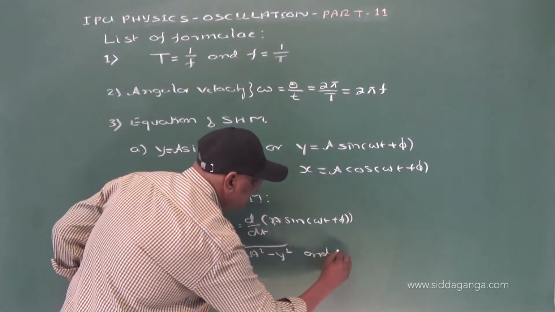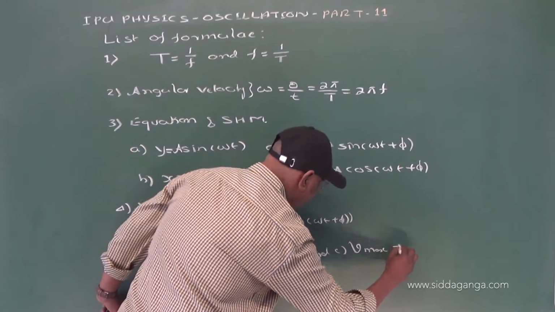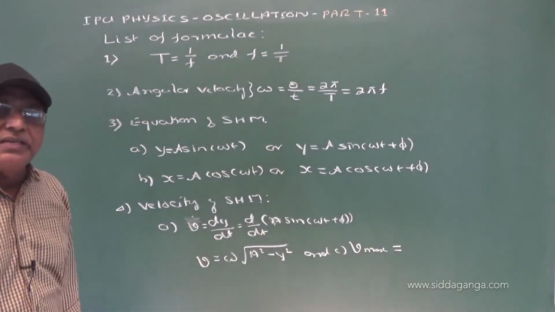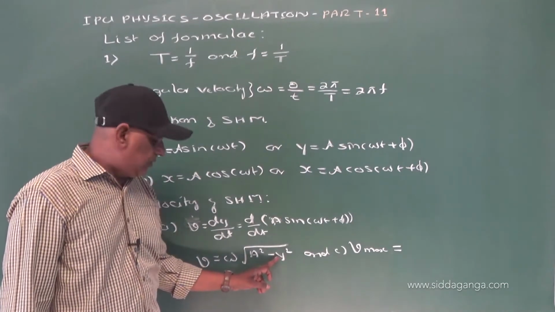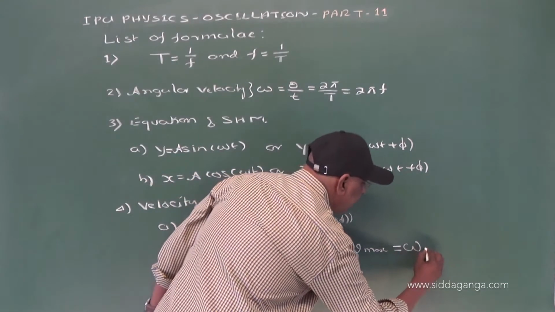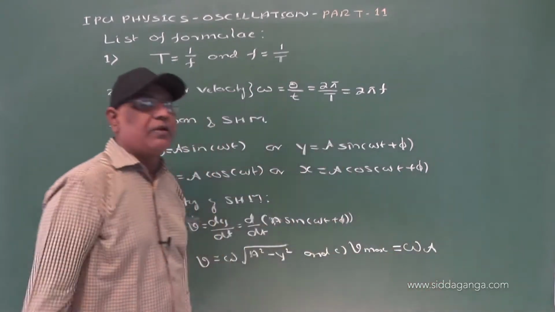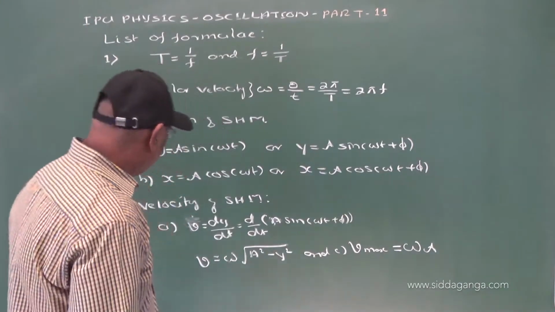And we have velocity maximum, right? The velocity is maximum at mean position. At mean position y is equal to 0, then the expression becomes omega into a, where omega is angular velocity and a is amplitude.